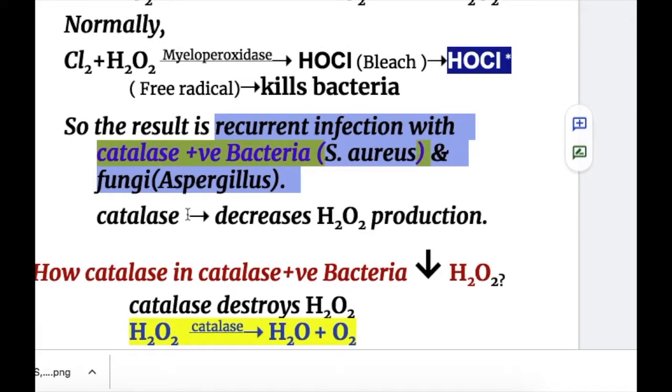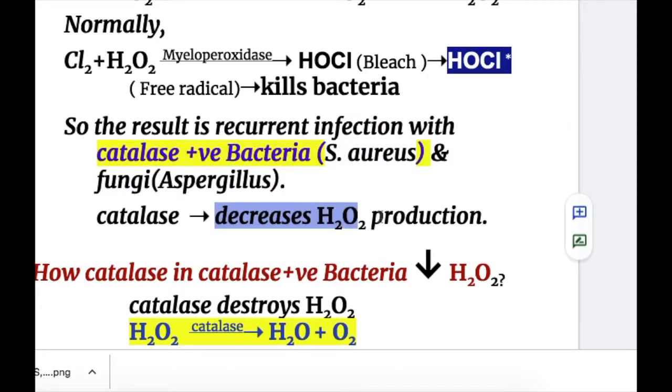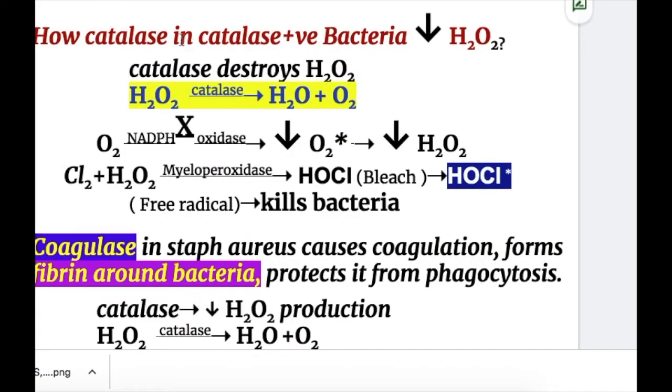Because catalase in the Staph aureus decreases H2O2 production, and H2O2 then combines with chloride to form HOCl to kill the bacteria. So how does catalase in catalase-positive bacteria decrease H2O2? Catalase destroys hydrogen peroxide. Catalase converts H2O2 into water and oxygen. So HOCl is not formed, which is required to kill the bacteria. The other enzyme in the Staph aureus, coagulase, causes coagulation, and that forms a fibrin around the bacterial product to protect it from the phagocytosis.